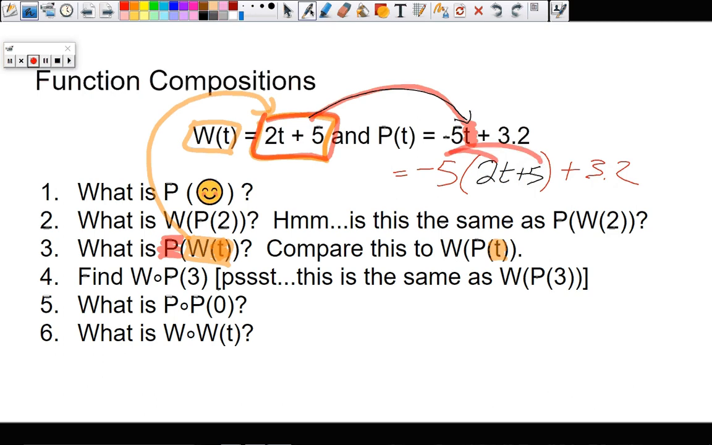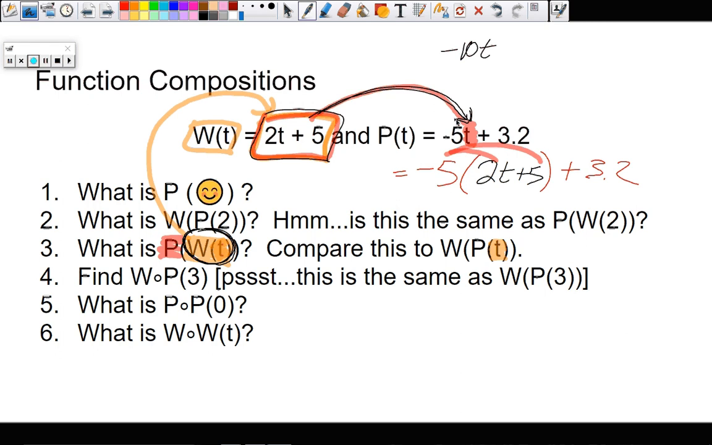We distribute, we get a negative 10t. What happened to the W? So like you plugged into 2t plus 5. What was the W? So all of this is the W of T. Because right here, whatever we get from W of T is equal. That entire output is what we're going to throw into P as an input. Nice question. And yes, it is a little confusing sometimes because you're used to seeing those numbers.